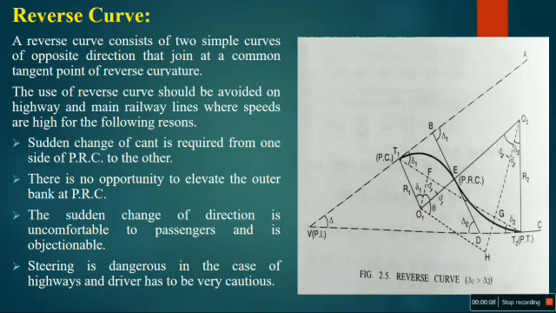Now the reverse curve. Reverse curve means two simple curves of opposite directions, and the radii of these two curves may be different or may be the same. This type of curve is called a reverse curve. Here is a picture of a reverse curve. The radii of these two arcs may or may not be the same. These two curves meet at one point. This point is called the point of reverse curve.